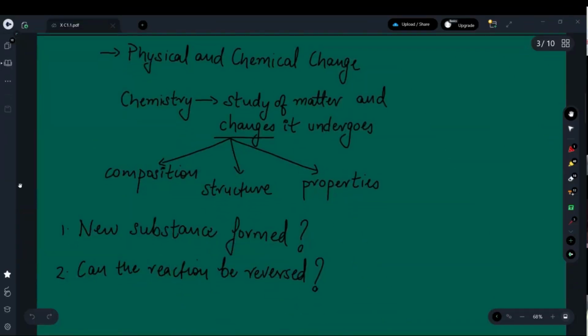The first thing we need to understand is what is physical and chemical change, right? So let's try to understand it in some examples. But before that, I want to ask, what is a physical change? What is a chemical change? Trisha, what is a physical change? Any ideas?